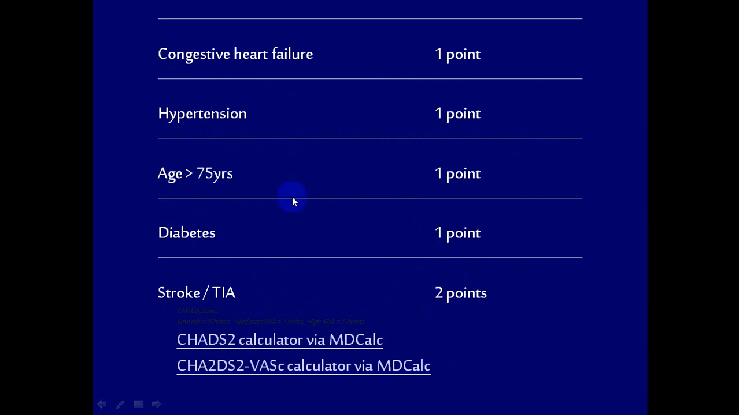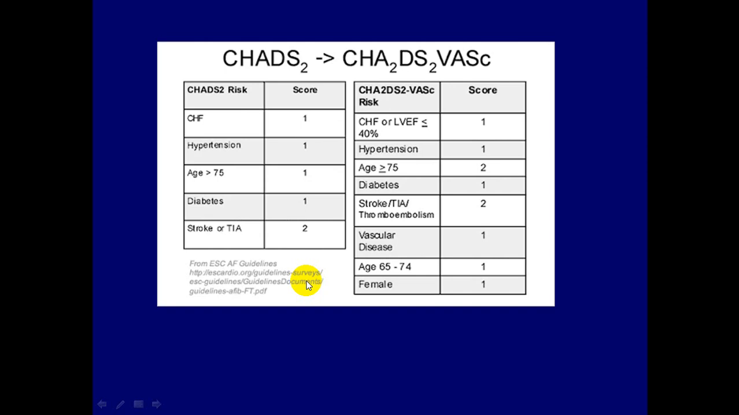But CHA2DS2-VASc adds other vascular disease and other age groups. Look: congestive heart failure 1, hypertension 1, and age of 75 or more has 2 points, but this is more than 70. Age 65 to 74 is 1.